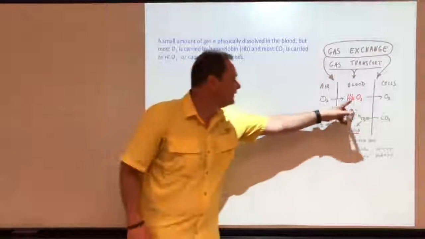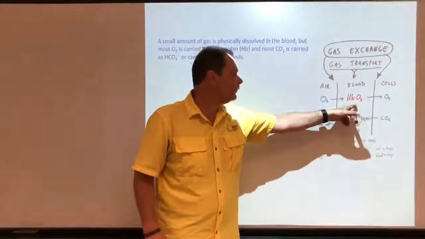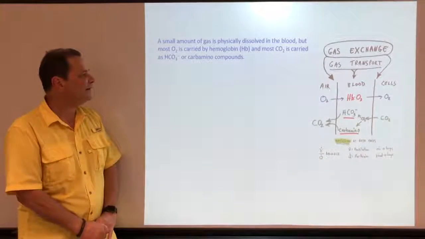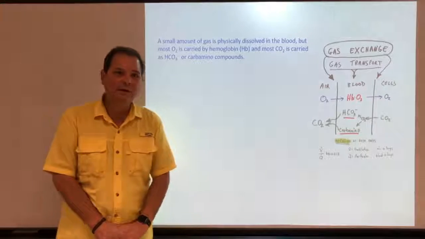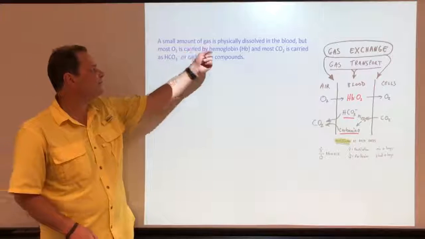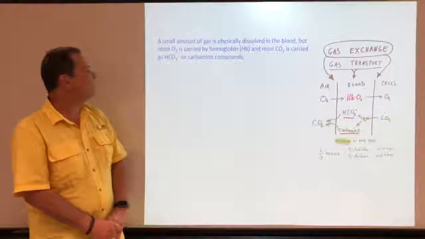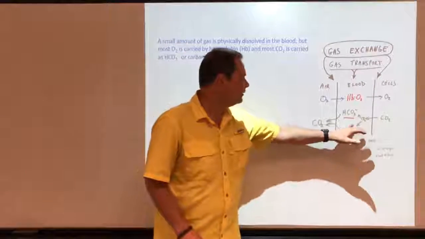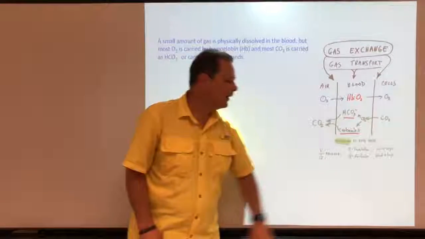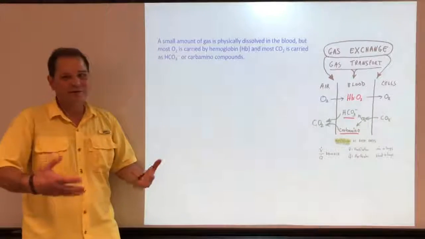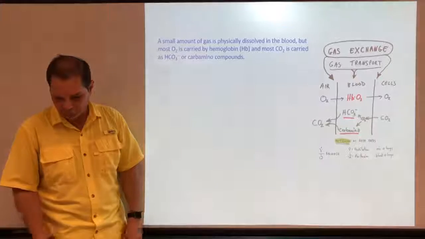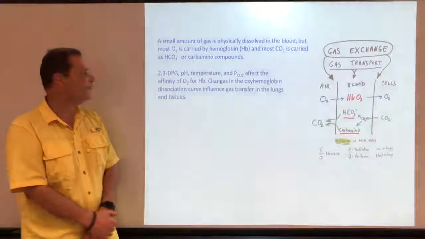Most of the oxygen is carried by the hemoglobin. There's a little bit dissolved in the plasma, and that little bit is important. We'll talk a lot about that, but you should bear in mind that the vast majority of it is carried by hemoglobin. Most of the carbon dioxide is brought into the blood and converted to bicarb or carbamino complexes, which basically means carbon dioxide bound to proteins. We'll talk a little bit about that later too.